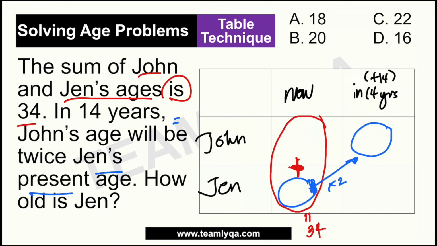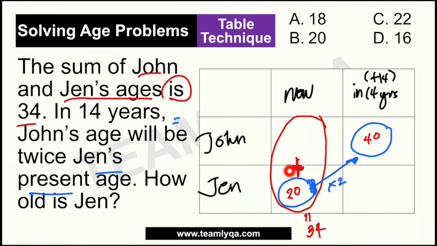So again, sabi natin kanina, the correct answer is 16. Let's pick something na mali muna to check kung anong magiging epekto sa table natin. Now, yung 20, hindi yan ang tamang sagot. Pag nilagay ko siya dito, 20, okay, 20 times 2 is 40. So, ibig sabihin nun, yung edad ni John in 14 years should be 40.